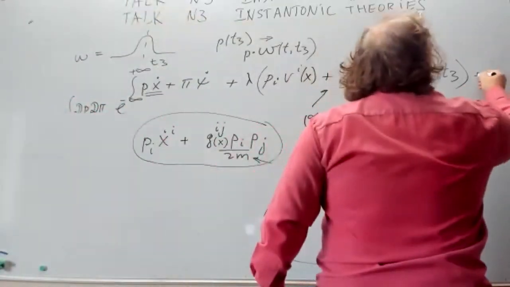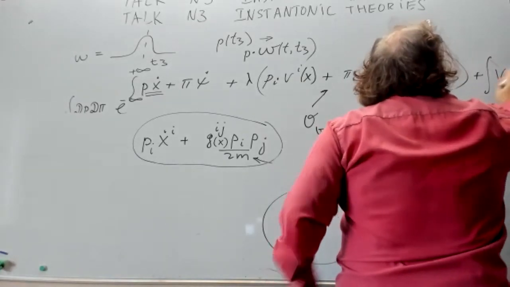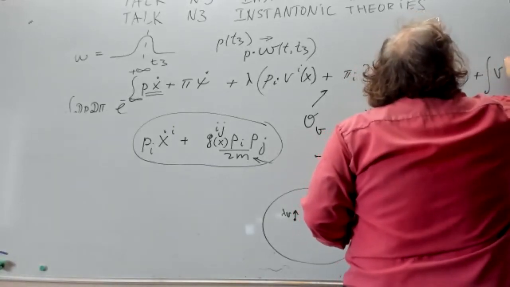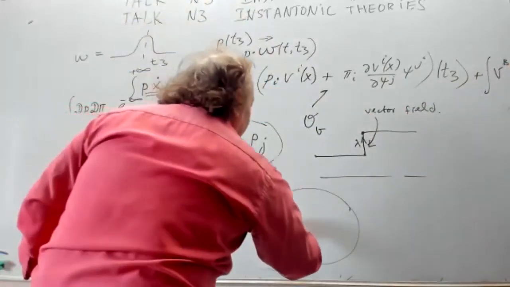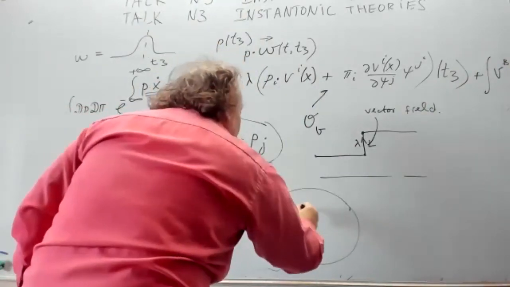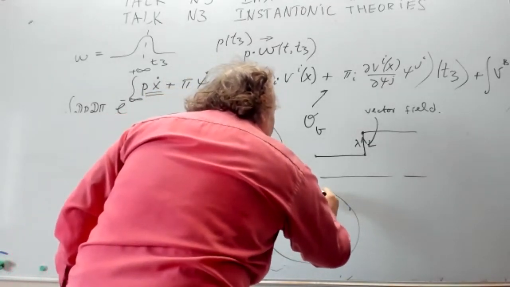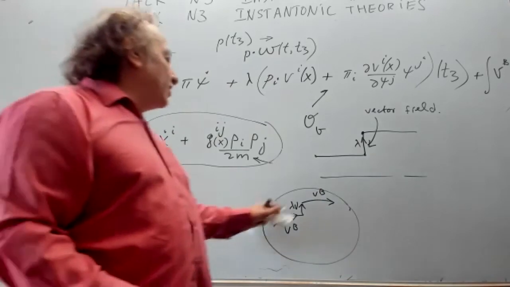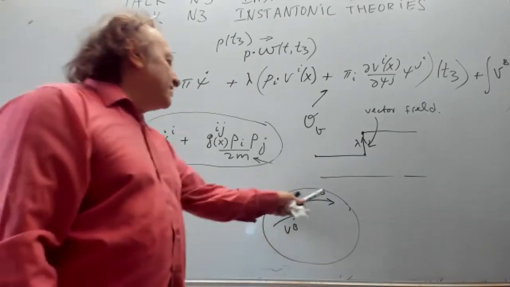You can put here V background. I call it VB, V background. Then your trajectories would look like this: you go with the background vector field, then you have this lambda jump along V, and then you continue with the V background. So these are deformed trajectories. They are very easily and explicitly defined.